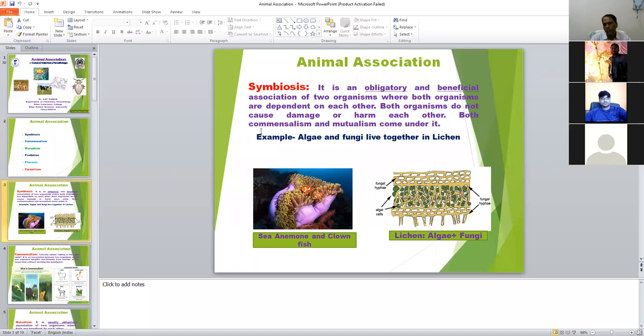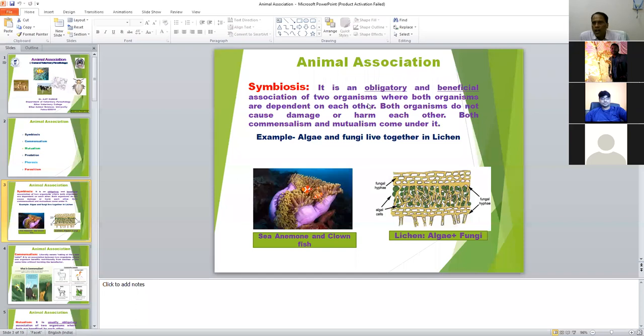The first animal association is symbiosis. Symbiosis means living together. An important aspect of symbiosis is that it is an obligatory and beneficial association. Obligatory, not facultative: dependent on the host, dependent on the other organism, it cannot live without the association, and it is a beneficial association in which two different kinds of organisms are dependent on each other. Both organisms do not cause damage or harm to each other, and both commensalism and mutualism come under it. Symbiosis is a broad term which includes commensalism and mutualism.